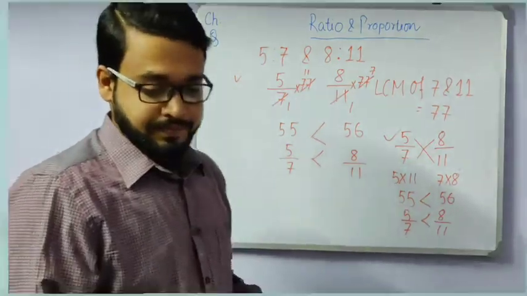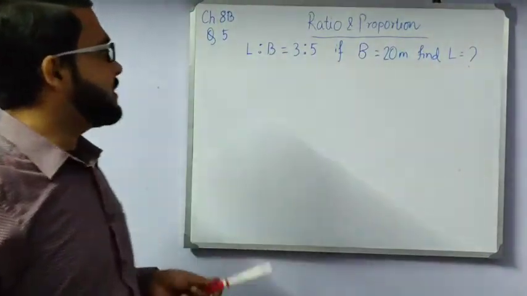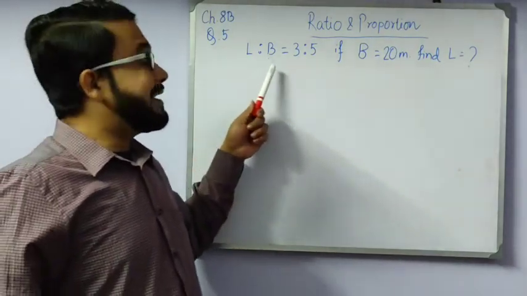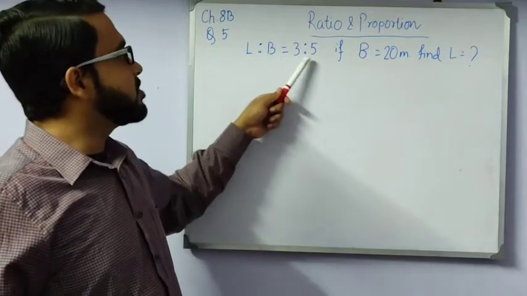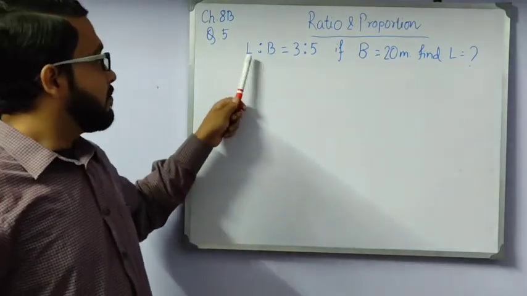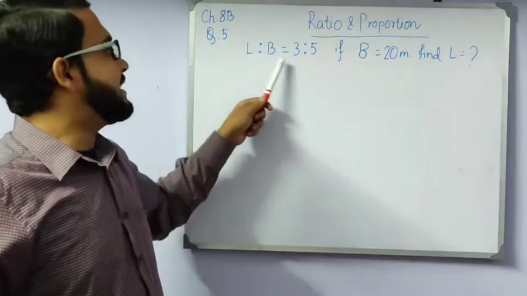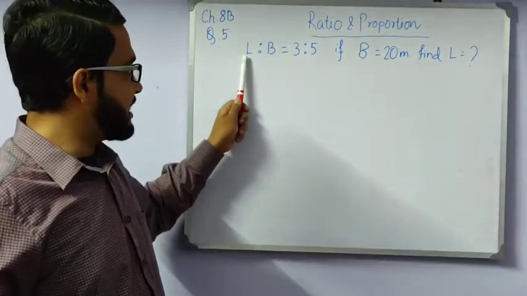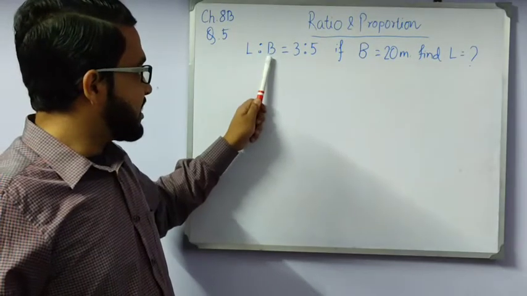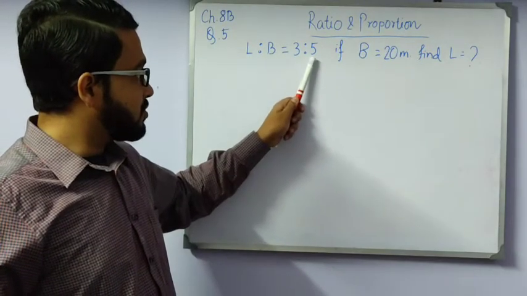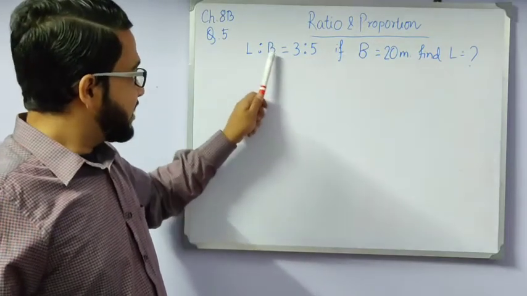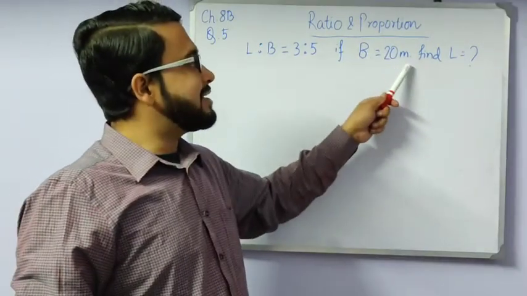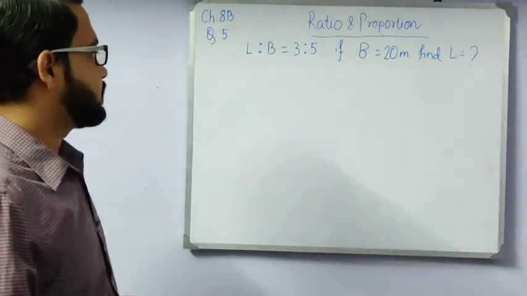The next one, number 5 from chapter 8b. The ratio of length and breadth of a classroom is given, that is 3:5, and maintain the sequence. I again repeat, maintain the sequence. Here length is first, so this 3 refers to the length. Breadth is written second, so this 5 is also second, so breadth refers to this 5. If breadth is given as 20 meter, then find the length of the classroom.